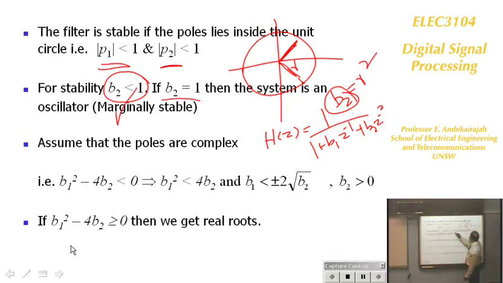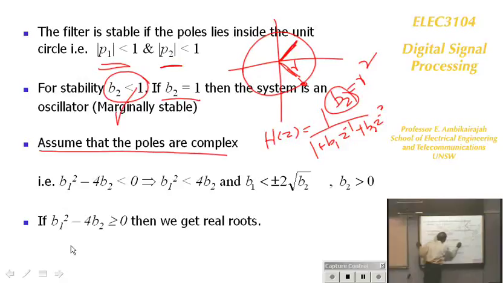And for marginally stable, the poles could be on the unit circle. If you're on the unit circle, it's just marginally stable. If you make any disturbance, it goes unstable. Don't think it's going to go stable. Most of the time it goes unstable. So with marginally stable, you have to be careful.